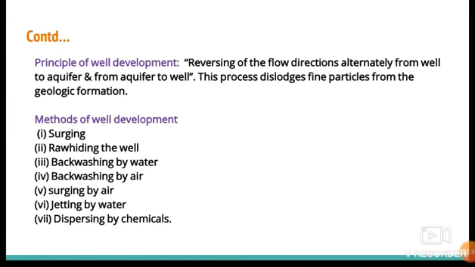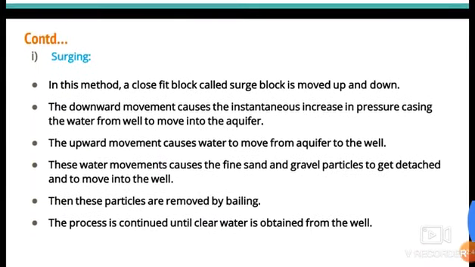There are many methods for well development: surging, rawhiding, backwashing by air, surging by air, jetting by water, dispersing by chemicals. These things you can read and just understand. Surging: a closed fluid block called a surge block is moved up and down. The downward movement causes an instantaneous increase in pressure, causing the water from the well to move into the aquifer. The upward movement causes water to move from the aquifer to the well.